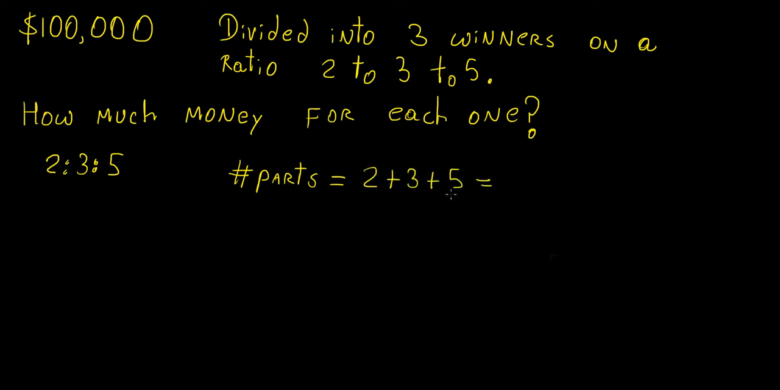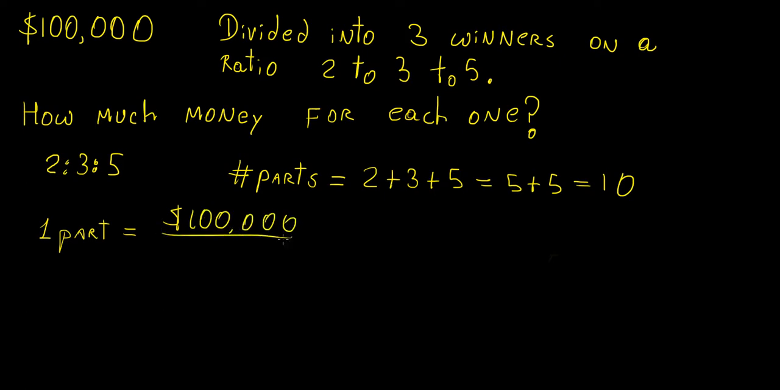So that's going to be 5 plus 5, which is 10. That means we're going to divide this into 10 equal parts. So the total value of a single part is going to be 100,000 divided by 10. So we cancel out one of the zeros, and that's going to be $10,000 per part.